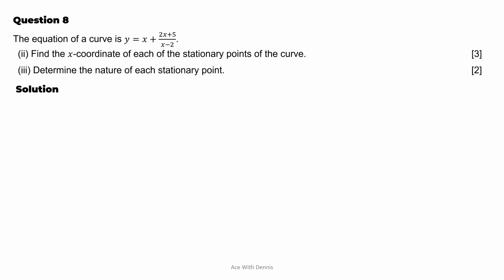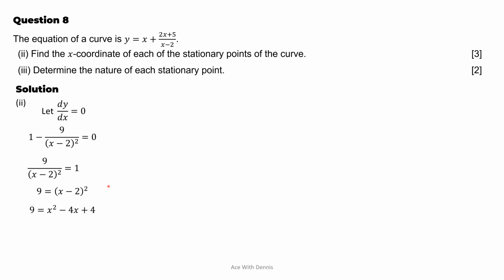Okay, here's the solution. Since we want to find the stationary points, we have to let dy over dx equal to 0, because at stationary points, the gradient is 0. We have already differentiated y, so we get 1 minus 9 over (x minus 2) squared equal to 0. Then we solve this equation. So 9 over (x minus 2) squared equals 1, which means that 9 equals (x minus 2) squared. Then we expand the bracket, we get 9 equals x squared minus 4x plus 4.